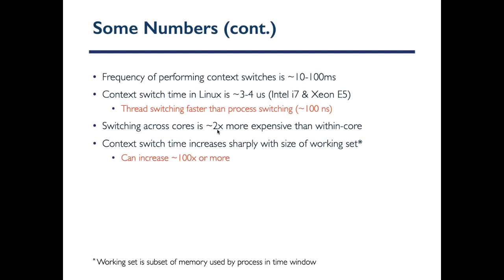Context switch time increases sharply with the size of the working set. That also should make sense. If you're dealing with a lot of data and you're using your caches, and you context switch, the overhead of context switching is high because probably the data that you cached previously has been evicted from the caches, so you have to bring it back to the cache, and that takes a lot of time. So here we're talking about the overhead of context switching.